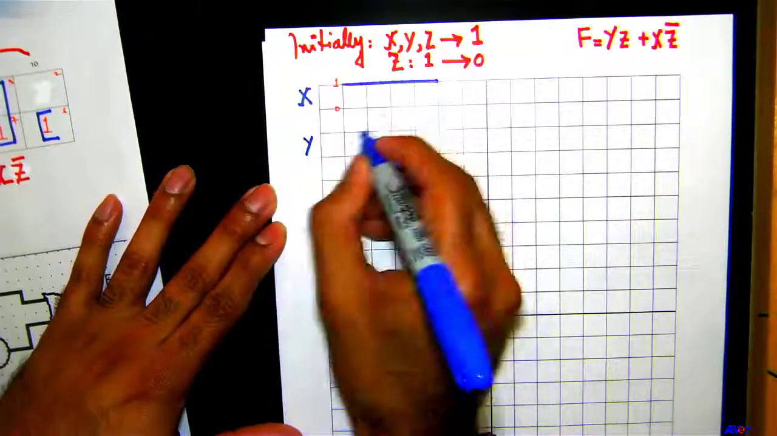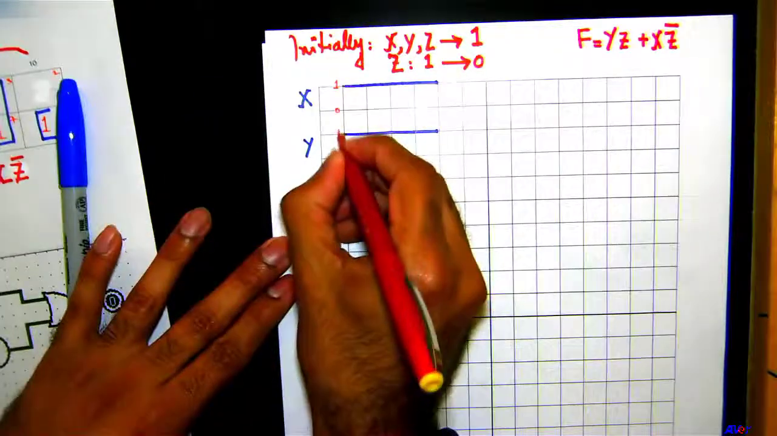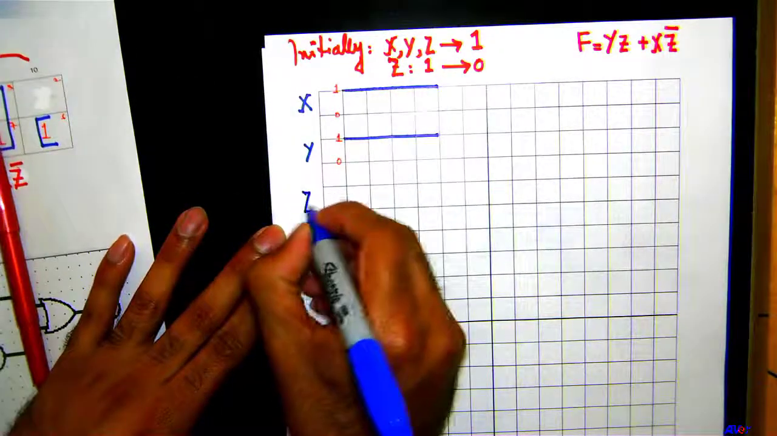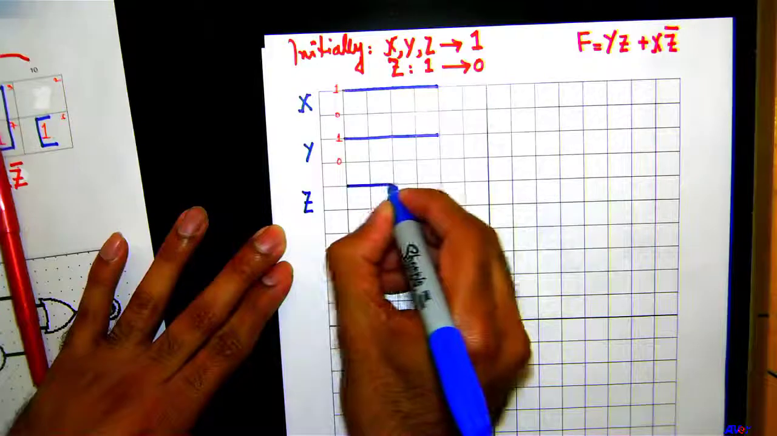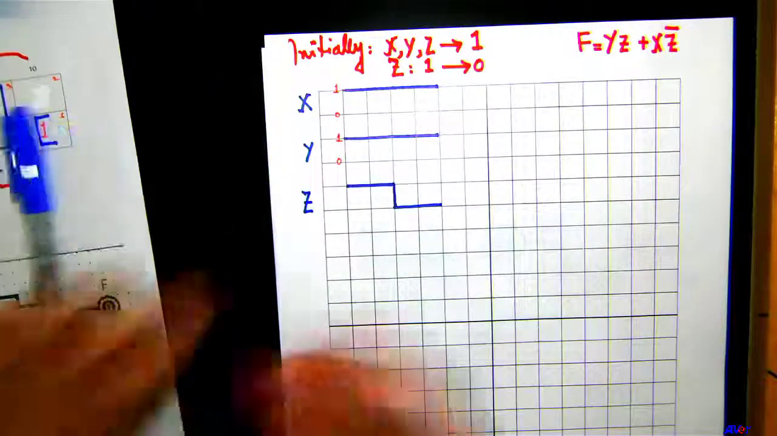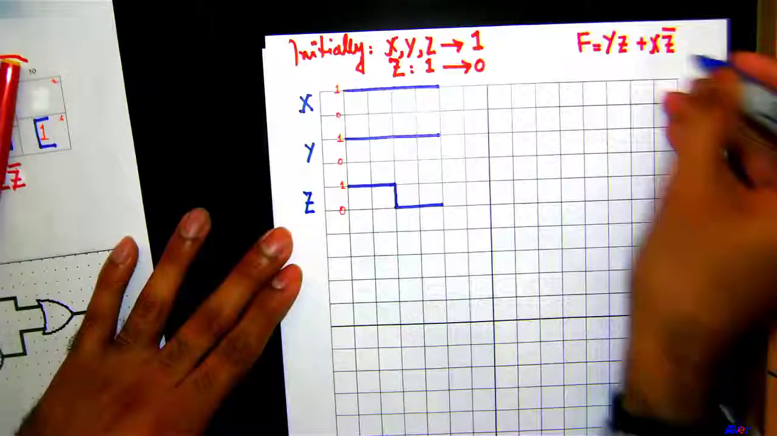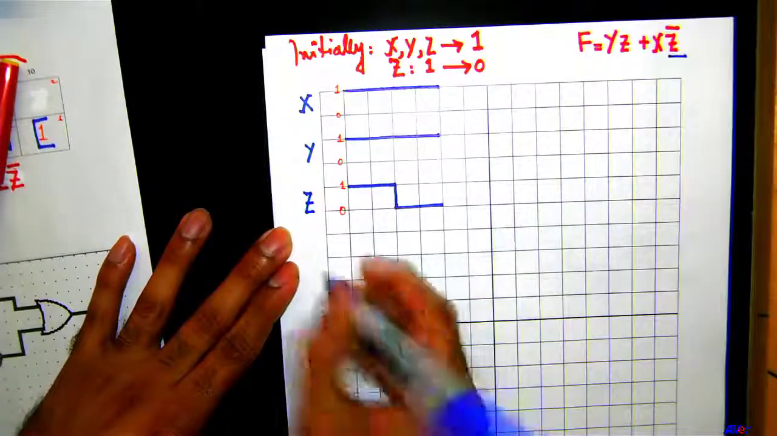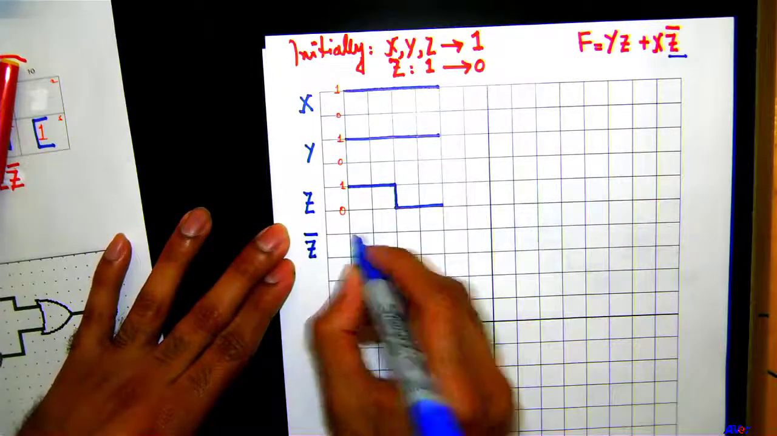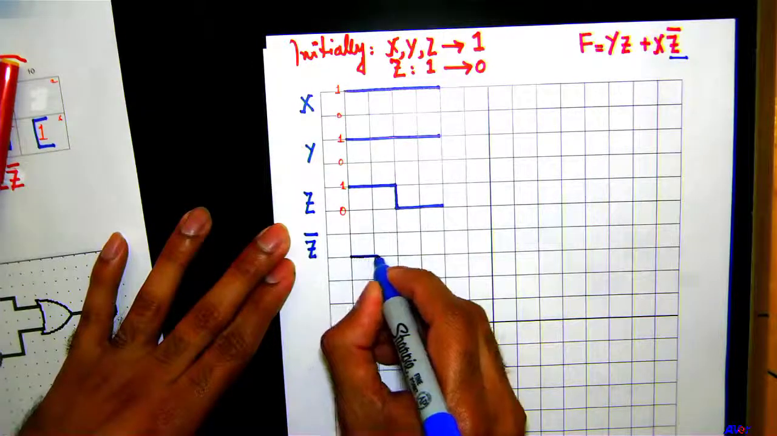Y is also 1. Z is initially 1, but then it goes to 0. Let's work through the expression. Let's get z bar first. So z bar, it's an inverter, so the inverse of 1 would be 0, so it will be 0 here.